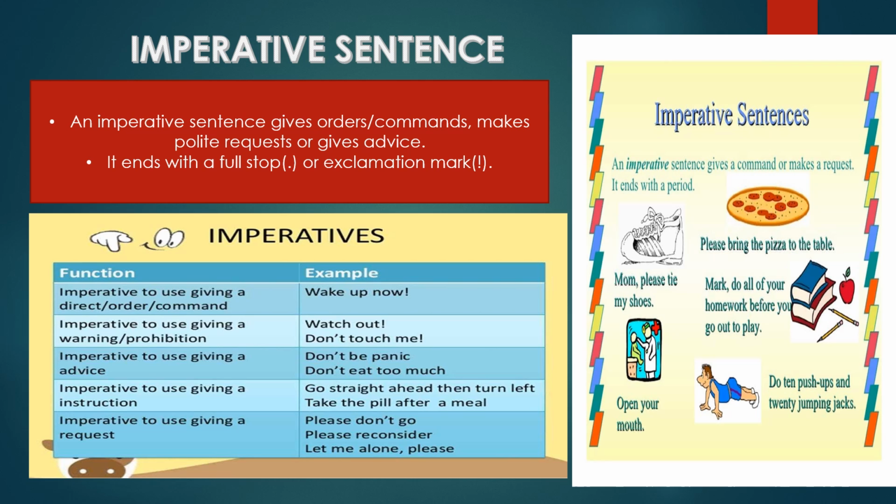Sometimes the imperative is used to give advice, like don't eat too much. Here it ends with a full stop. The imperative is used to give an instruction, like go straight ahead, then turn left. Sometimes the imperative is used to make a request. Please don't go. It is a polite request. Or leave me alone, please. So these are polite requests. So the imperative sentence is basically used for requests, commands, advice and orders.